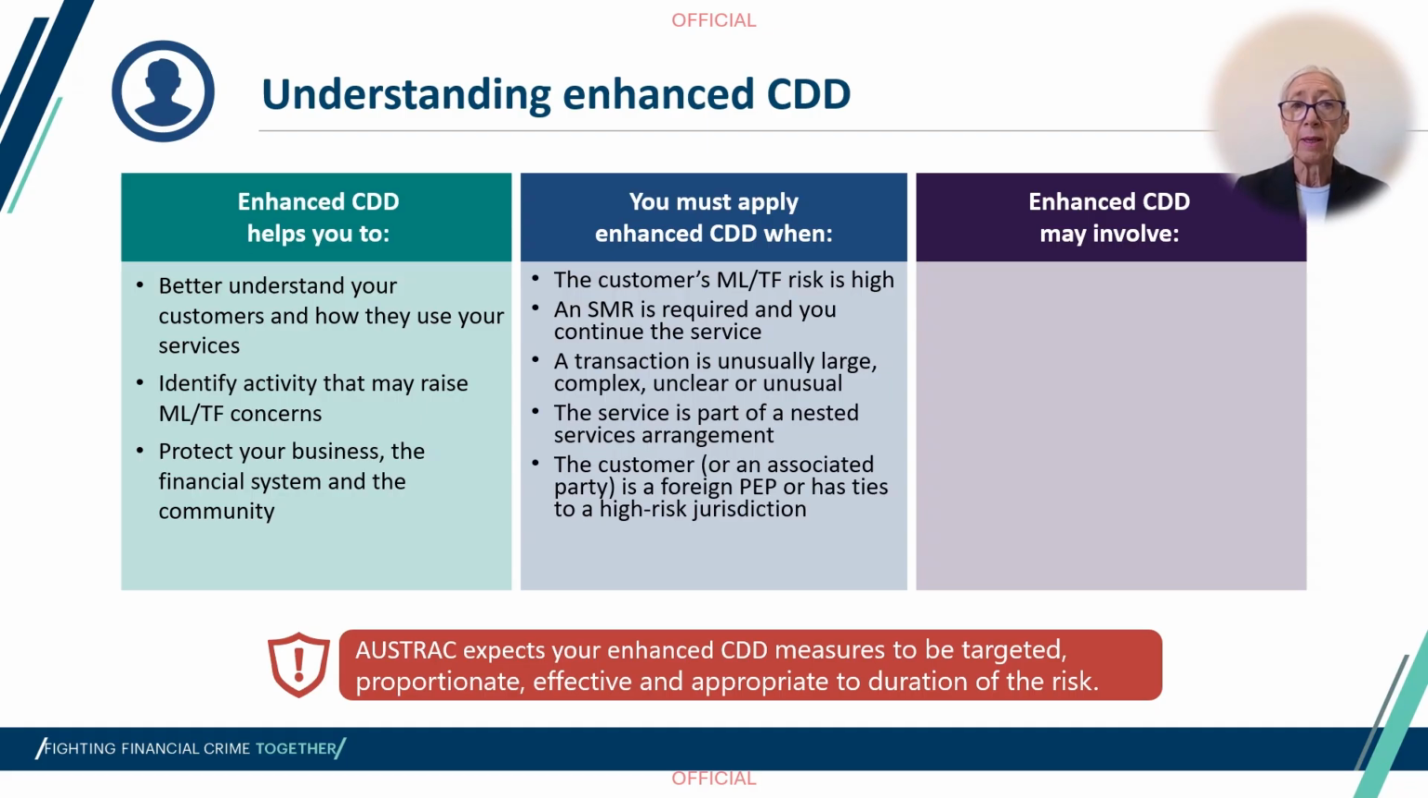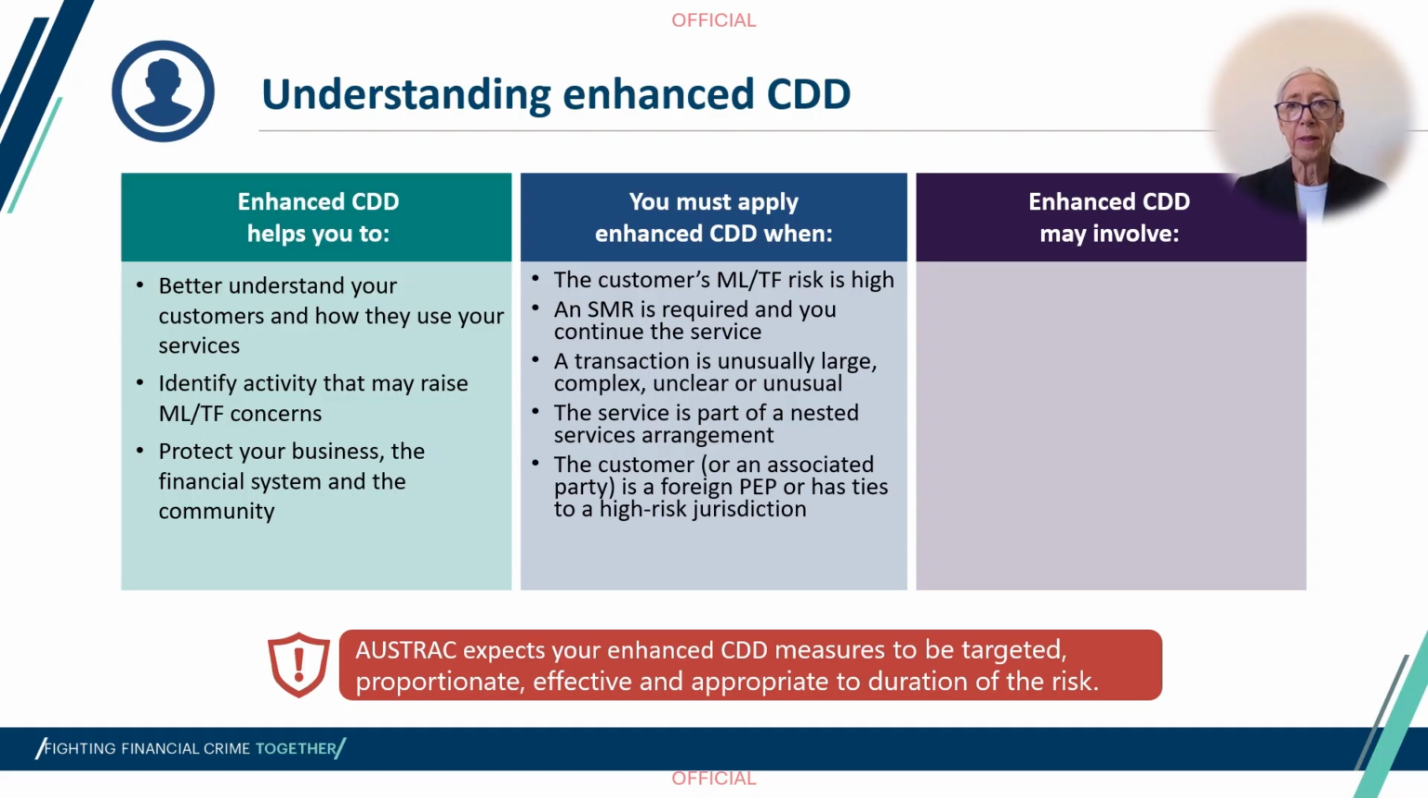when a customer requests a designated service as part of a nested services relationship, when the customer or their beneficial owner, a person receiving a service on the customer's behalf or a person acting on behalf of the customer, is a foreign politically exposed person, when the customer or their beneficial owner, a person receiving a service on the customer's behalf or a person acting on behalf of the customer, is located in or formed in a high-risk jurisdiction.